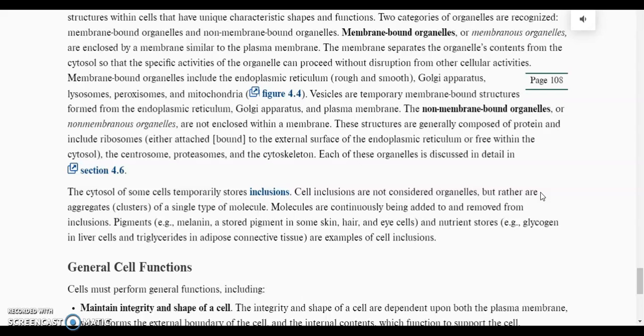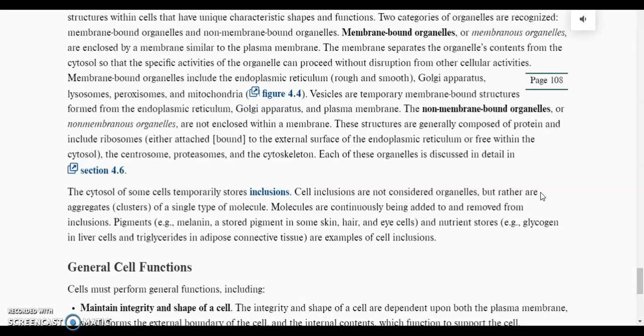So to give you an example, in our skin, we have a pigment called melanin. And that pigment is a molecule, and it's produced by a cell, and then it'll form just in little clusters inside our skin cells. And so they call those cell inclusions that are inside of our skin cells.